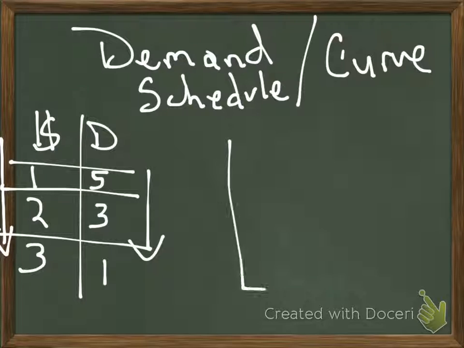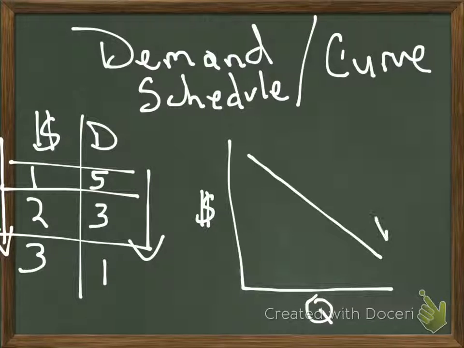We can graph that. Price always goes on the vertical axis. Quantity always goes on the horizontal axis. As the price goes up for the product, quantity is going to be down. So we're going to have a demand curve that looks like this.